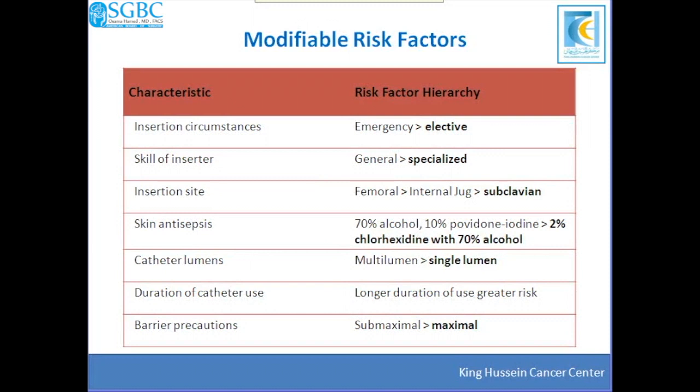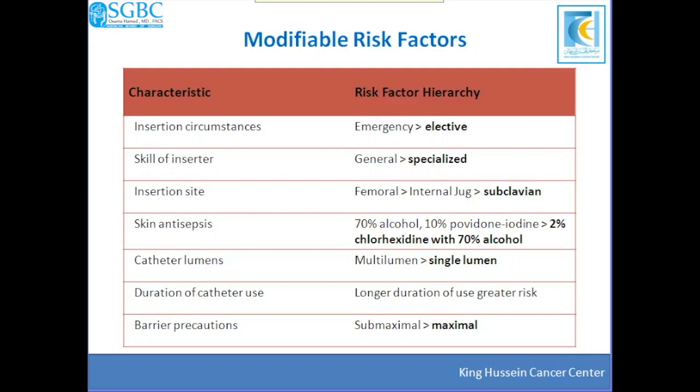In terms of skin antisepsis, it's well documented in multiple trials that 2% chlorhexidine with 70% alcohol results in the lowest rate of infection. So using povidone in a patient who does not have allergy to chlorhexidine is not justified at all. Single lumen has lower incidence than multiple lumen. Unfortunately, we have only multiple lumen catheters here at KHCC. The longer the duration of the catheter, especially for temporary, the higher the risk of infection.